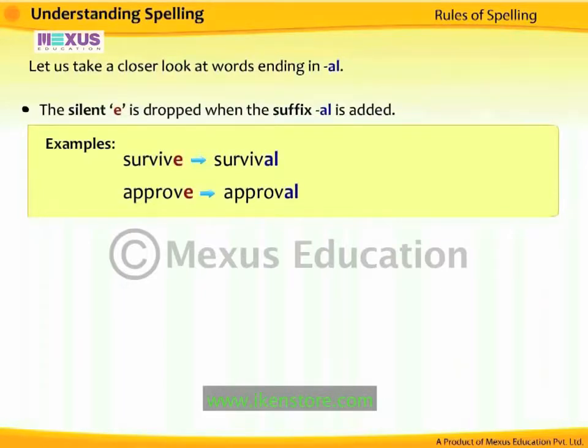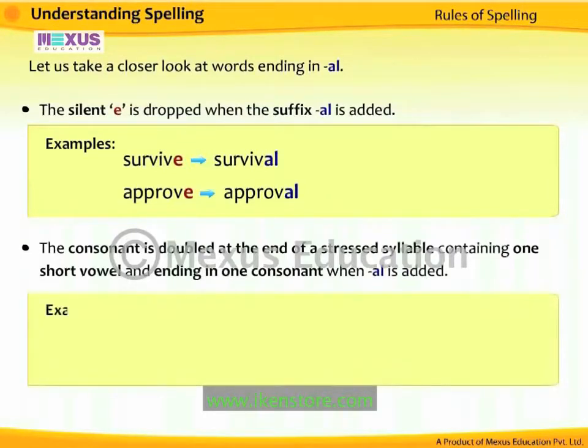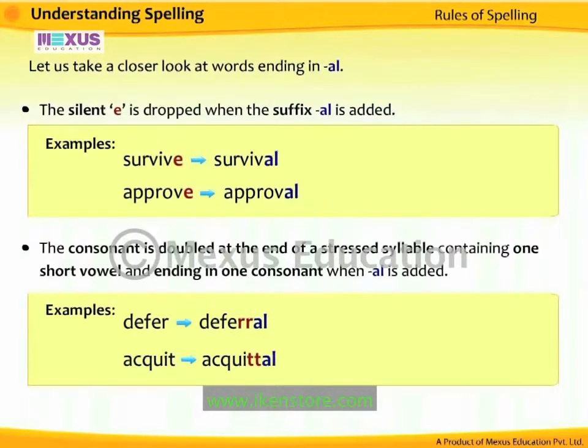approval. The consonant is doubled at the end of a stressed syllable containing one short vowel and ending in one consonant when AL is added. So, defer becomes DEFERRAL, deferral, and acquit becomes ACQUITTAL, acquittal.